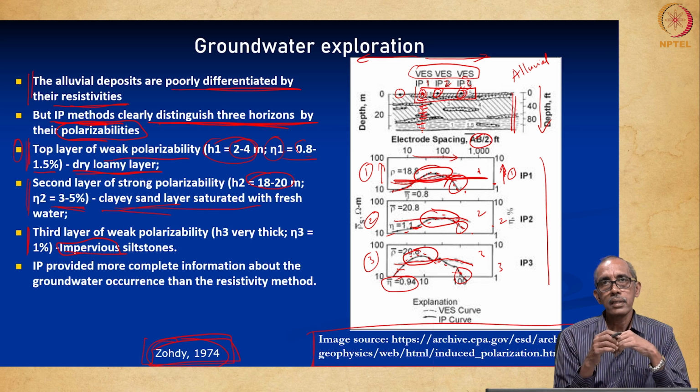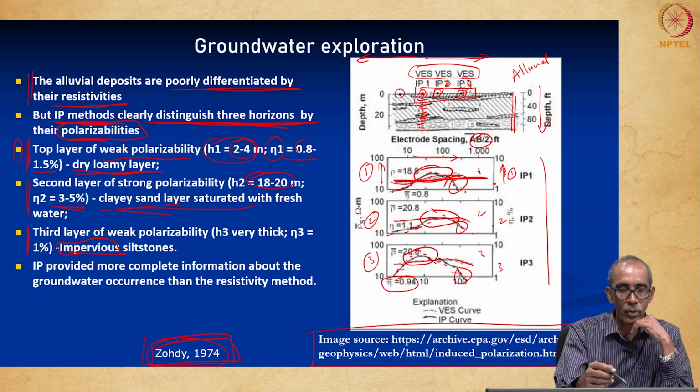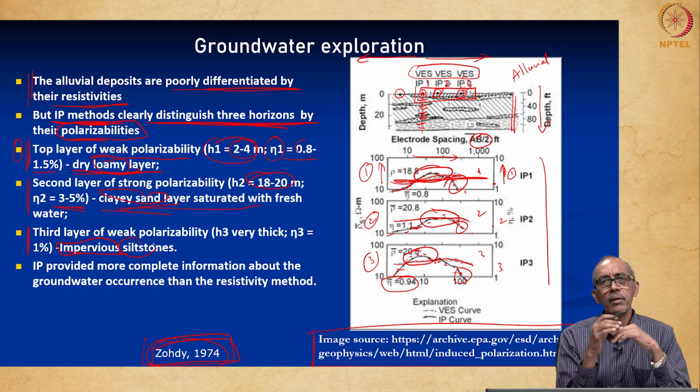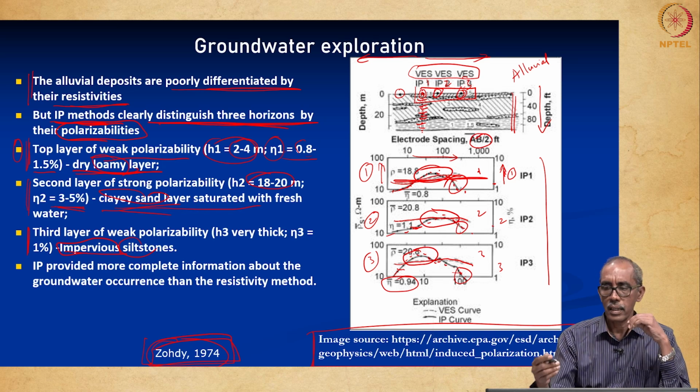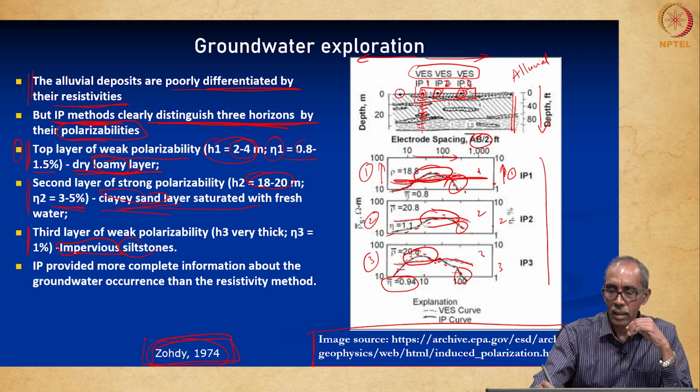Why is resistivity the same? Resistivity for the 3 different formations, that is dry loam as well as clayey sand and siltstone, is not of greater variation. There is some marginal variation here, but the variation is not significant.